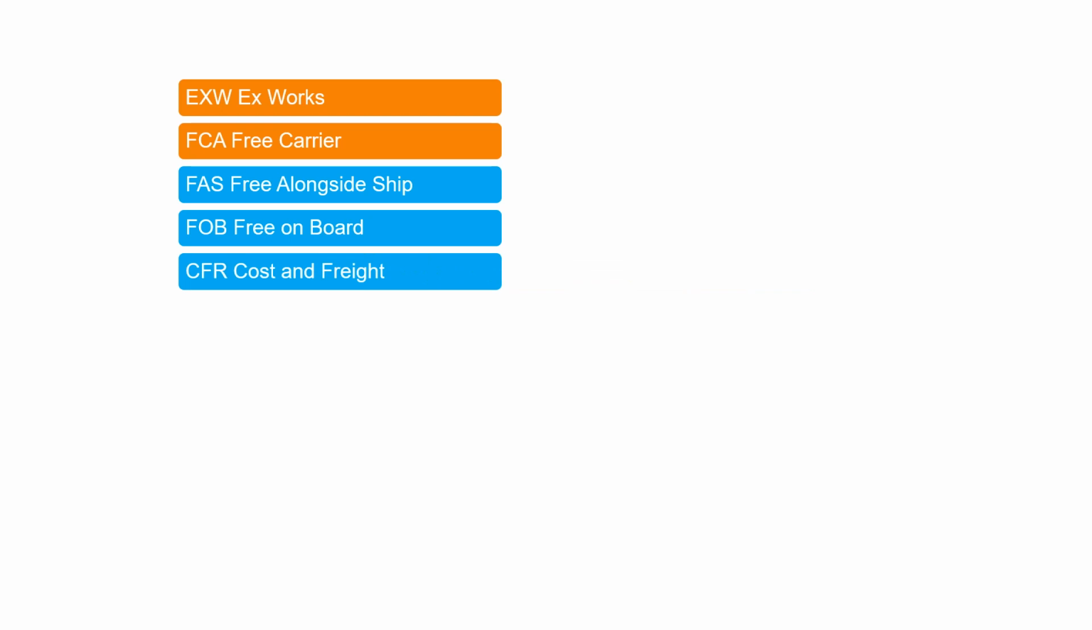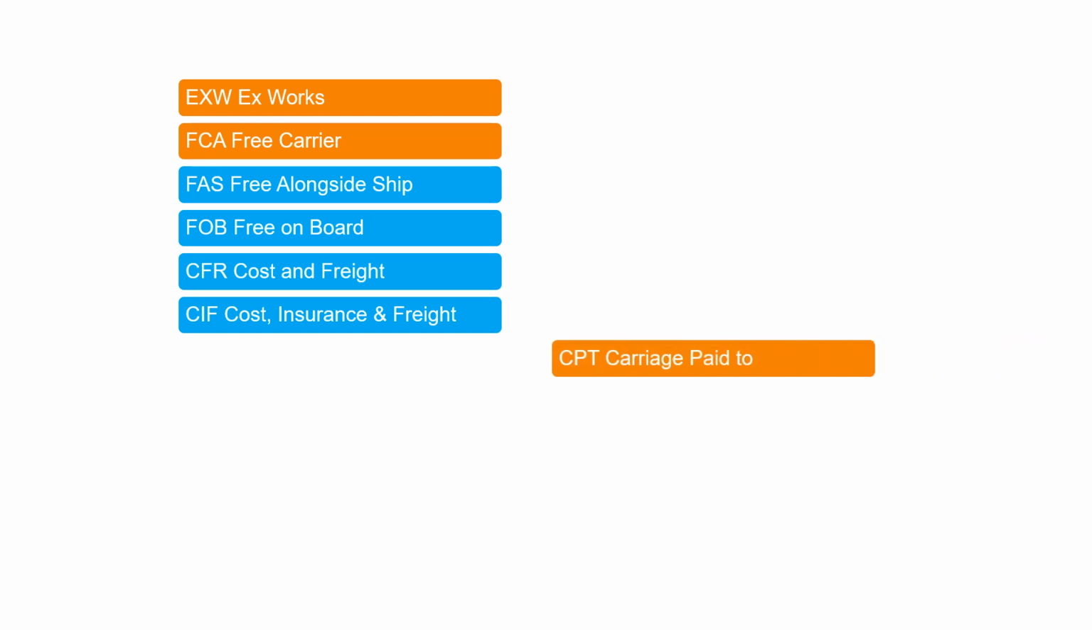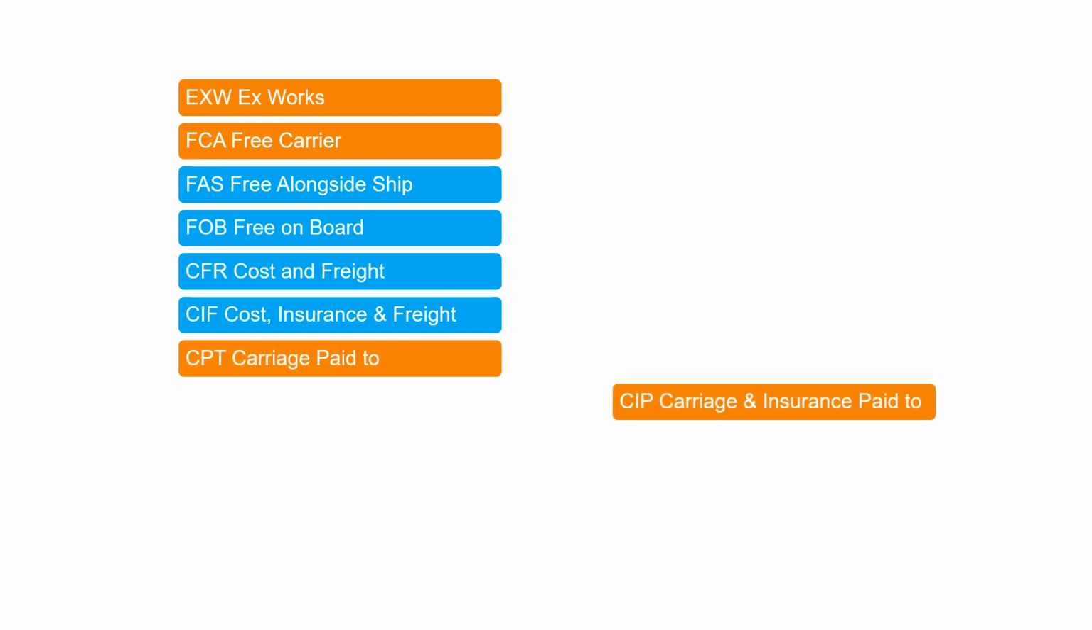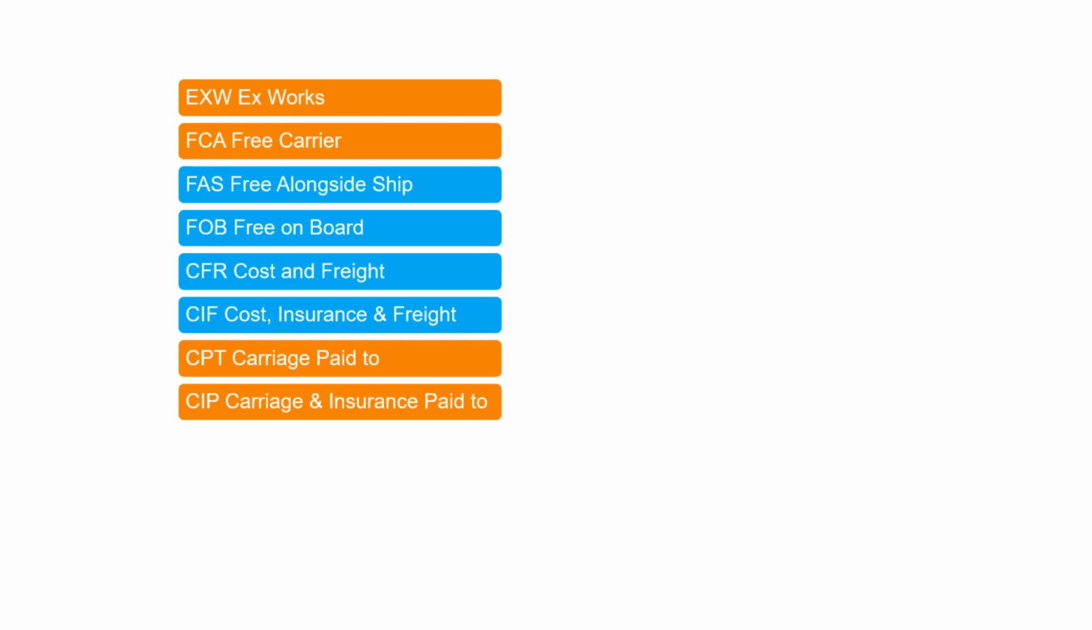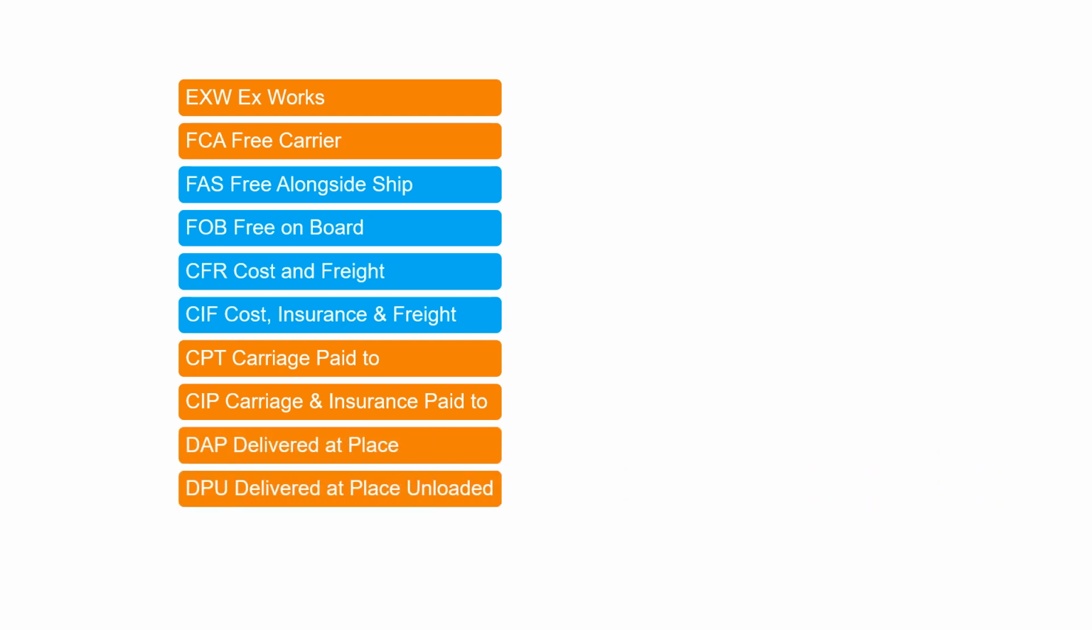So there are 11 Incoterms. EXW, this is ExWorks. FCA, this is free carrier. FAS, free alongside ship. FOB, free on board. CFR, cost and freight. CIF, cost, insurance and freight. CPT, carriage paid to. CIP, carriage and insurance paid to. DAP, delivered at place. DPU, delivered at place unloaded. DDP, delivered duty paid.